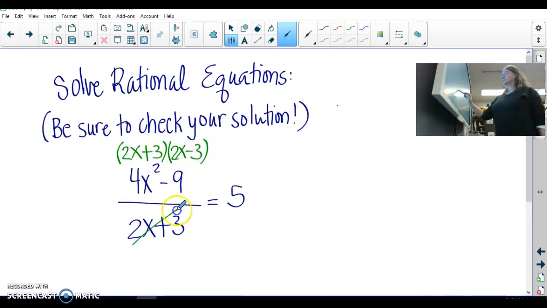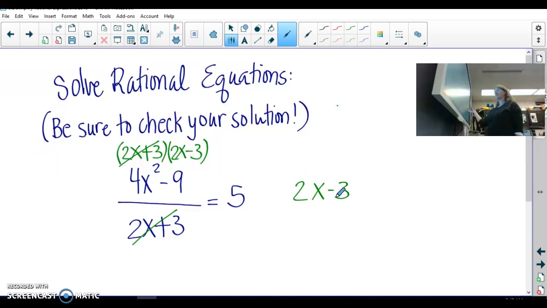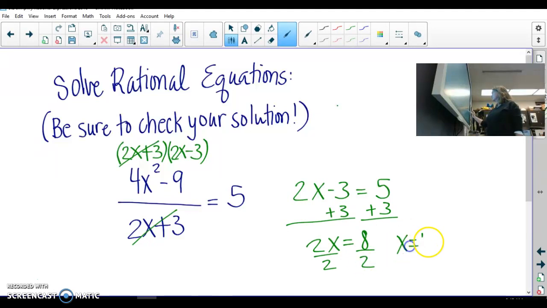Now 2x plus 3 is going to simplify. Let me rewrite that. Then left in the numerator I have 2x minus 3 over 1, which I don't need to write, equals 5. Now it's a much easier version of the original to solve. We're going to add 3 to both sides, we end up with 2x equals 8, divide by 2, and we end up with x equals 4.